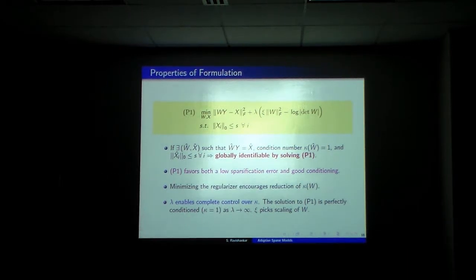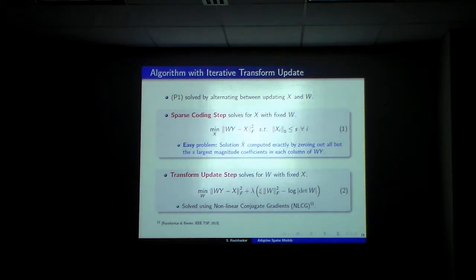Okay, back to square transforms. As the parameter lambda goes to infinity, the condition number of the minimizer tends to 1. So that's what I wanted to say.